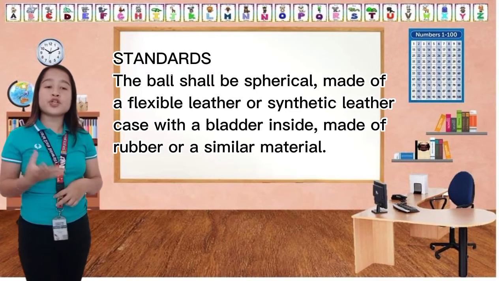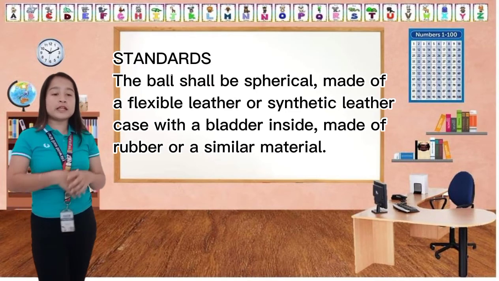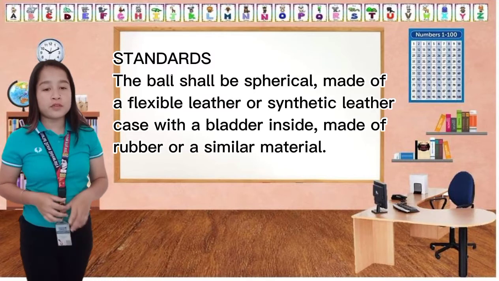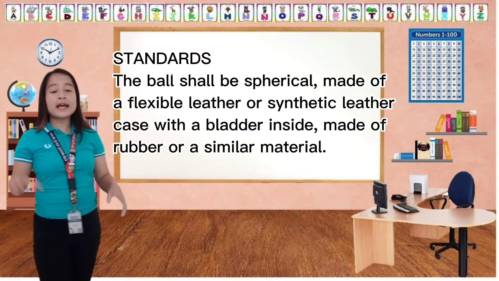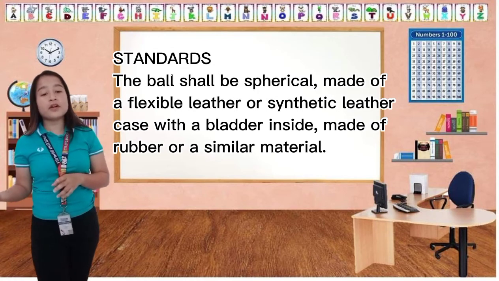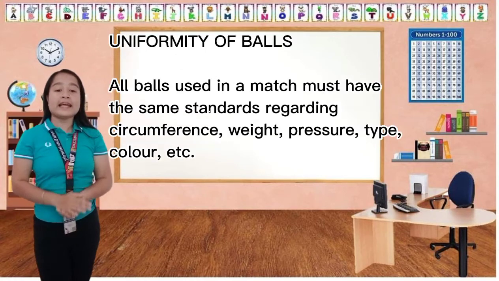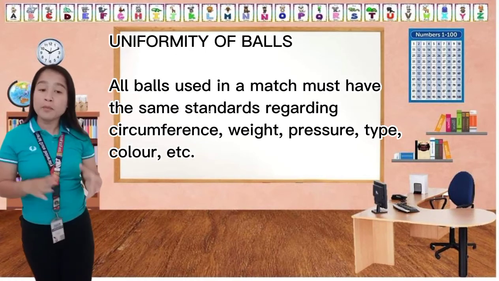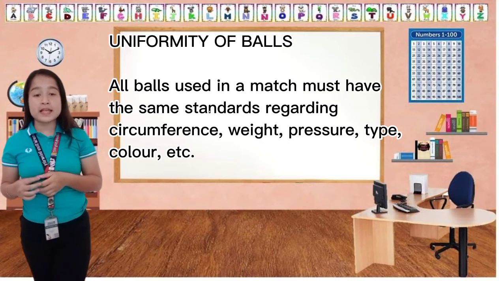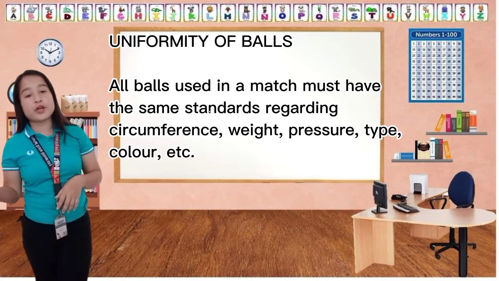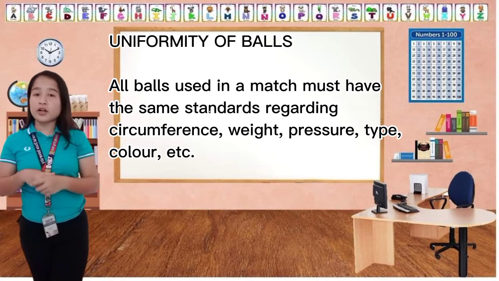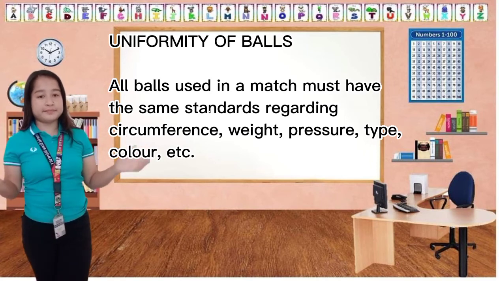Its inside pressure shall be 0.30 to 0.325 kilogram per square centimeter. And then let's proceed to the uniformity of balls. Okay, the uniformity of balls. All balls used in a match must have the same standards regarding circumference, weight, pressure, type, color, and so on.